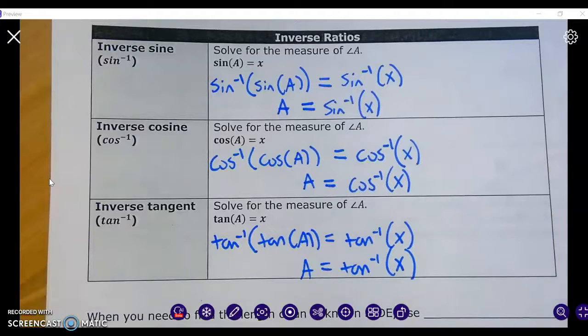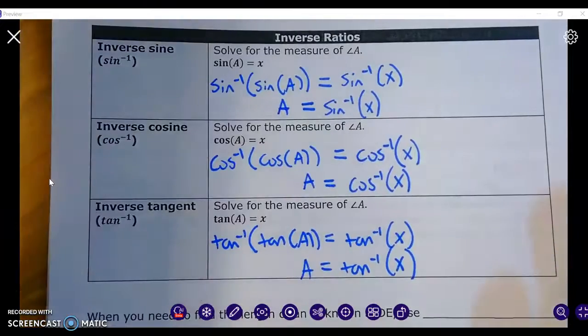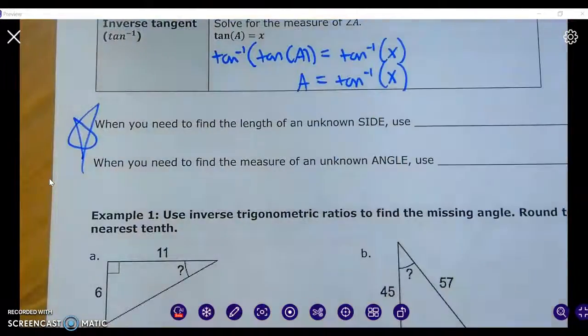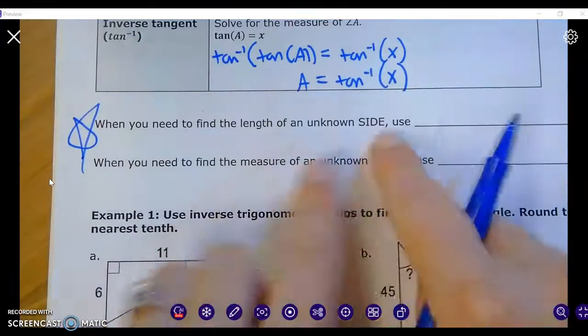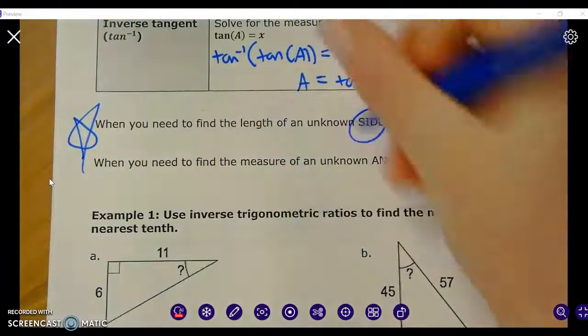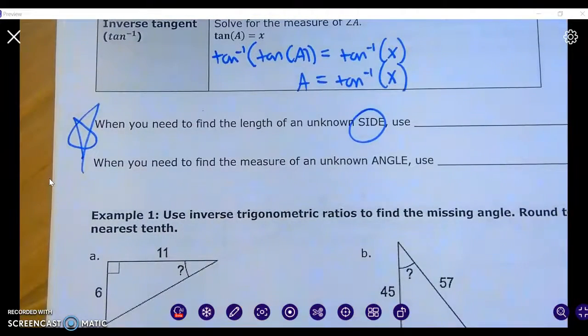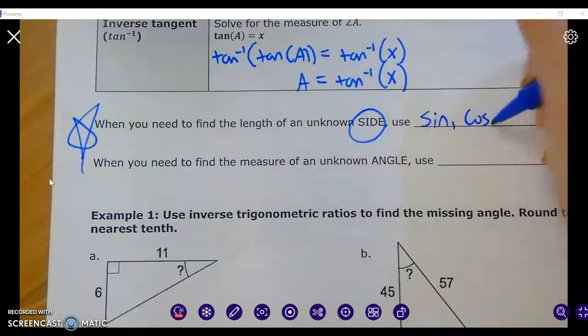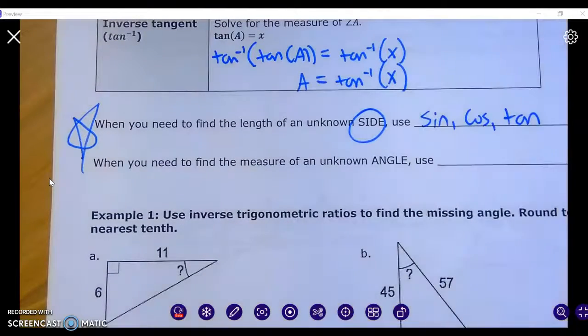Okay, so here is the big question for today: how do I know which one to use in my calculator? When do I use the regular button? When do I use the little -1 button? So here I'm going to start this little next section. This is your notes for how to know. When you need to find a side, you use the regular buttons. You use sine, cosine, tangent.